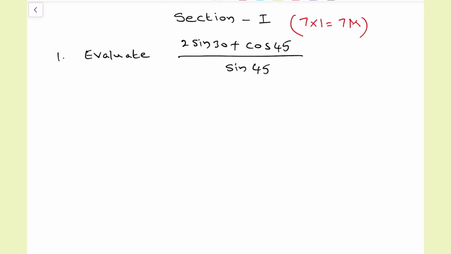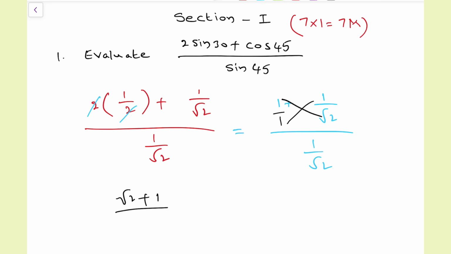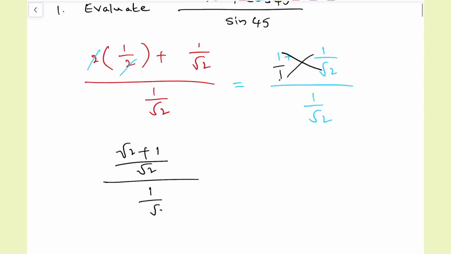Evaluate (2 sin 30 plus cos 45) whole divided by sin 45. 2 as it is, sin 30 value is 1 by 2, plus cos 45, 1 by root 2, whole divided by sin 45, 1 by root 2. 2 will get cancelled, then we remain with 1 plus 1 by root 2, whole divided by 1 by root 2. This one can be written as 1 by 1, so we can do cross multiplication. 1 into root 2 plus 1 ones are 1, divided by 1 into 2, root 2, whole divided by 1 by root 2 as it is.